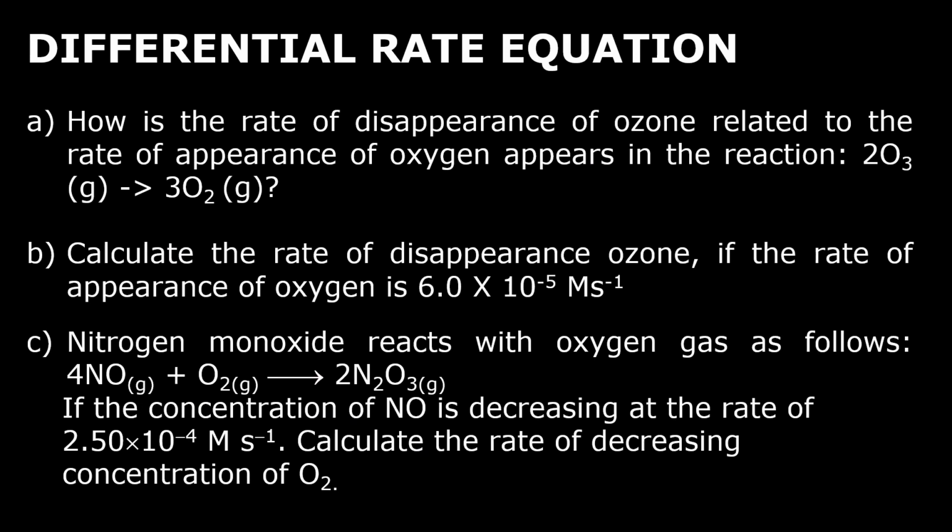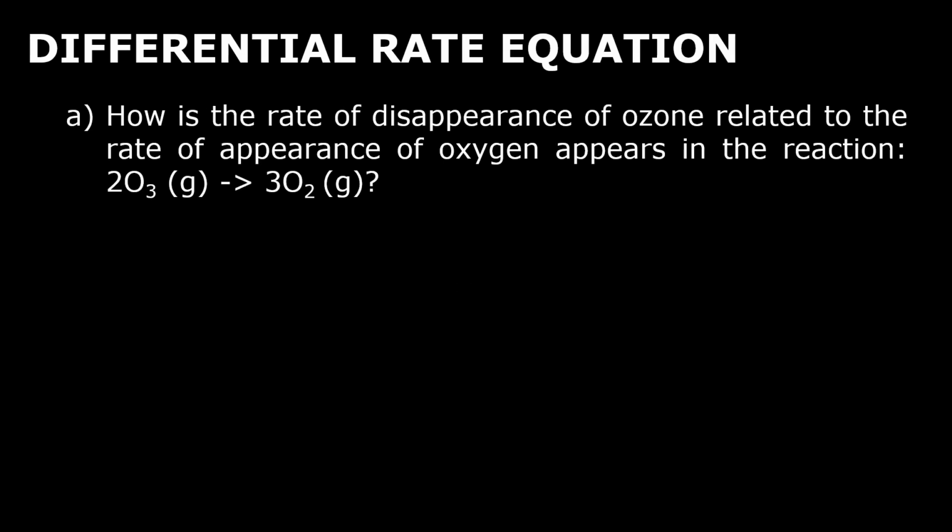Now we move on to look at how to solve these 3 questions involving the differential rate equation. Question A asks how the rate of disappearance of ozone is related to the rate of appearance of oxygen in the reaction. So this question basically asks us to write the differential rate equation to relate the rate of disappearance of ozone with the rate of appearance of oxygen.